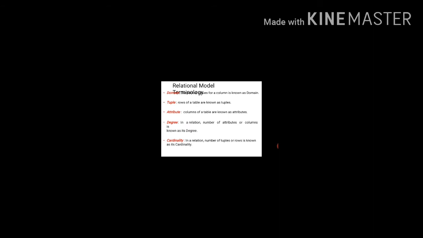Next, domain. What is the meaning of domain? Whatever values we put inside our column, that is known as the domain. Or you can say the pool of values for a column is known as the domain. Suppose I'm having a column as name. Whatever names I put over there, that is known as the domain. Tuple. Tuple means a row of a table. Whatever rows we are having, they are all known as tuples.